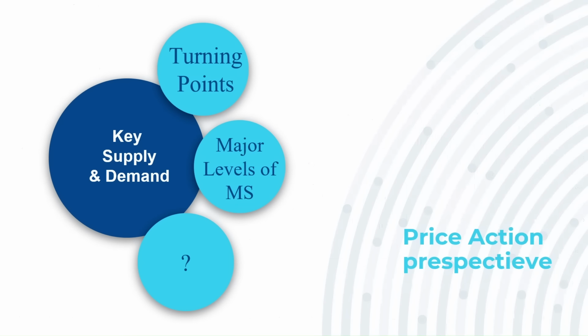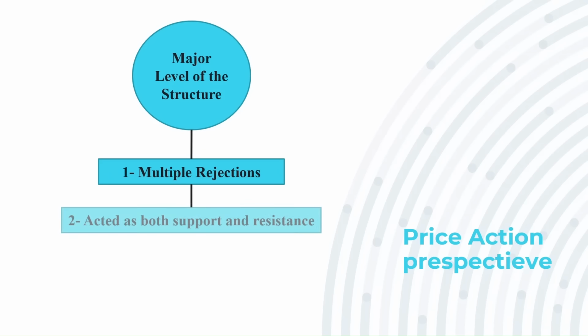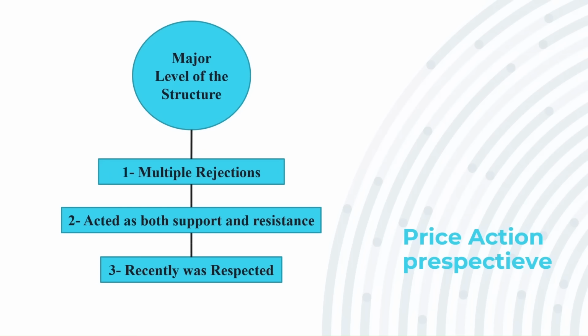Next, we have major levels of the market structure. A major level of structure is a zone where 3 conditions are met. When a zone got rejected multiple times, acted as both support and resistance, and was recently respected, we call it a major level of structure, and it could produce some of the most accurate trading entries.